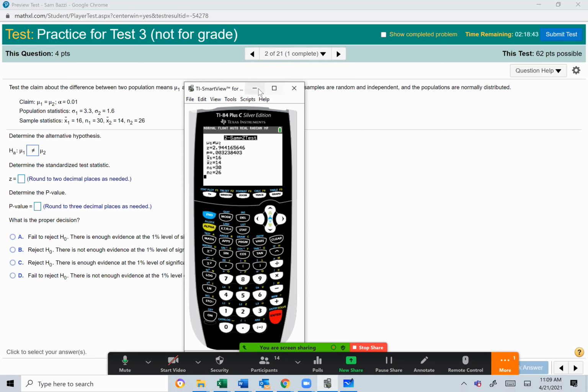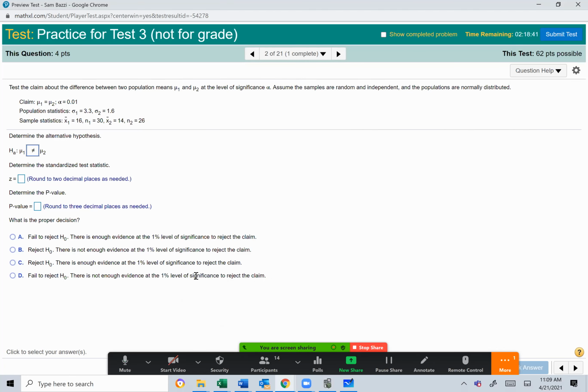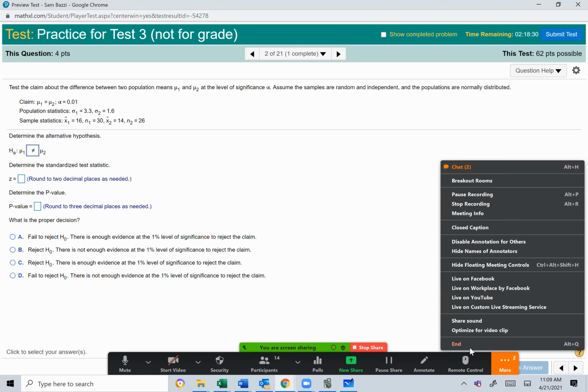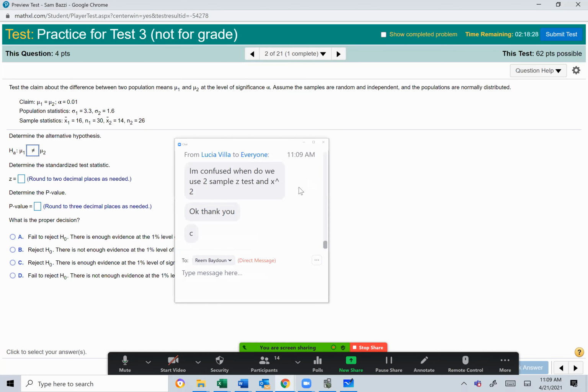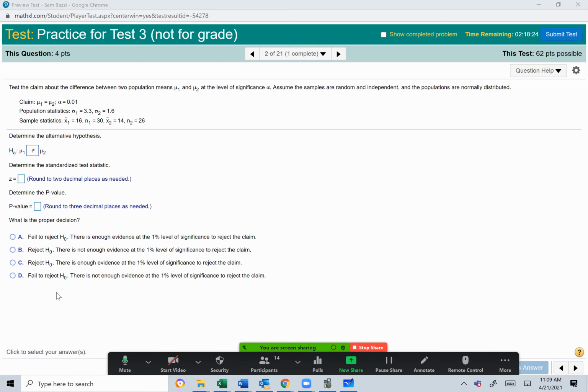Can students select the final answer for me? So let me just get rid of the calculator. So we rejected H0. Which one do you select, A, B, C, or D? Well, definitely not A and D, because A and D have failed to reject H0. So which one is it going to be? Let's see what we have in the chat. So I got an answer. C, let's see. Excellent.